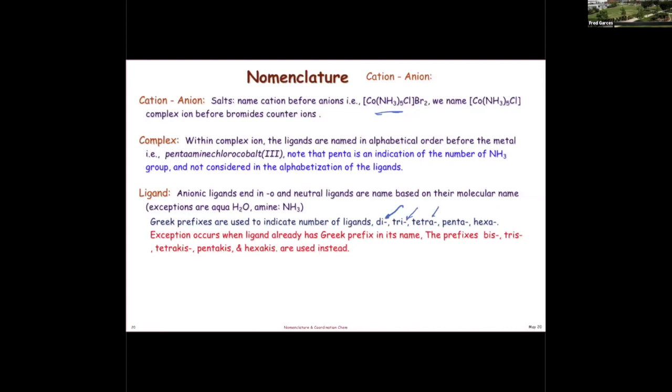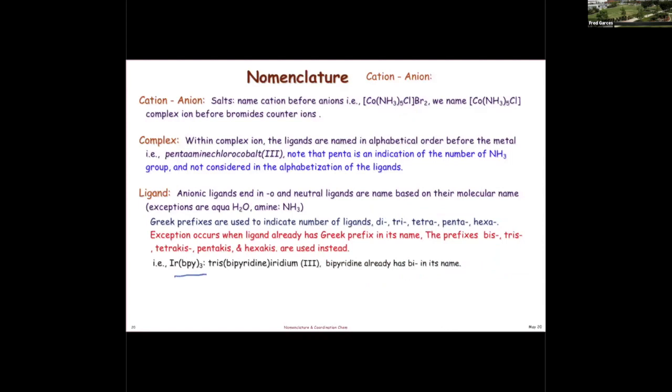If the ligand already has a number in it, like ethylene diamine, you see how ethylene diamine already has a di in it? So if there are 2 ethylene diamine, you have to use the secondary prefix from the Greek and say bis ethylene diamine. I know it's a lot of information now, but once you get the hang of it, it will be pretty straightforward. Okay, so let's take a look at this example real quick.